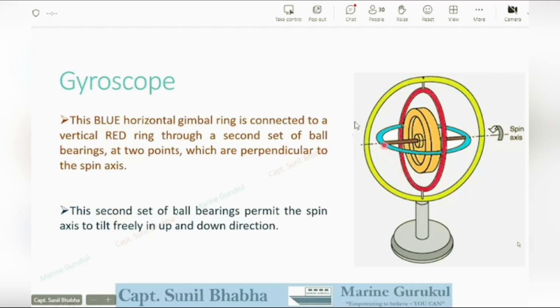So this set of ball bearings connecting the blue and red rings allow the spin axis to move up and down, and this up and down motion is known as the tilting motion. If the spin axis is pointing upwards, we say it is tilted up, and if the spin axis is pointing downwards, we say it is tilted down.